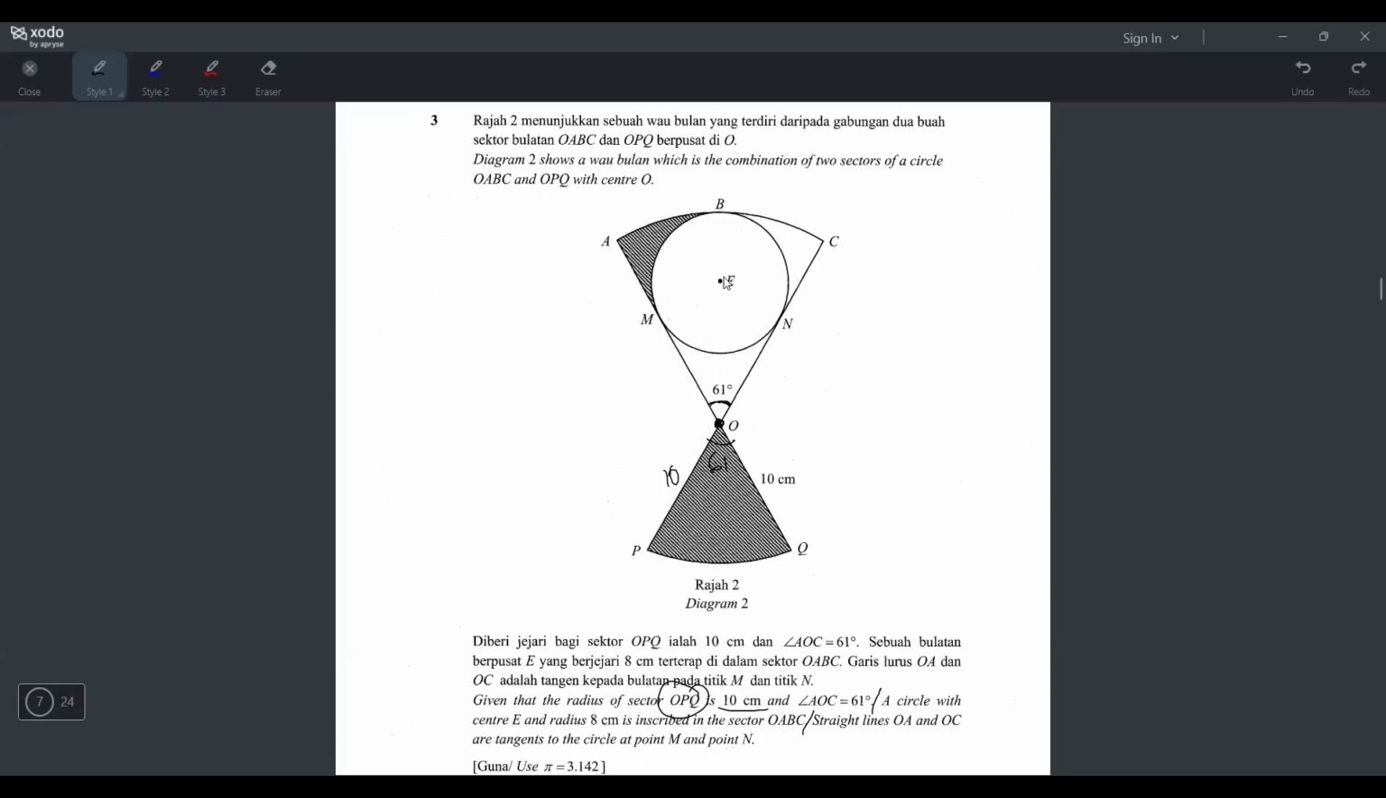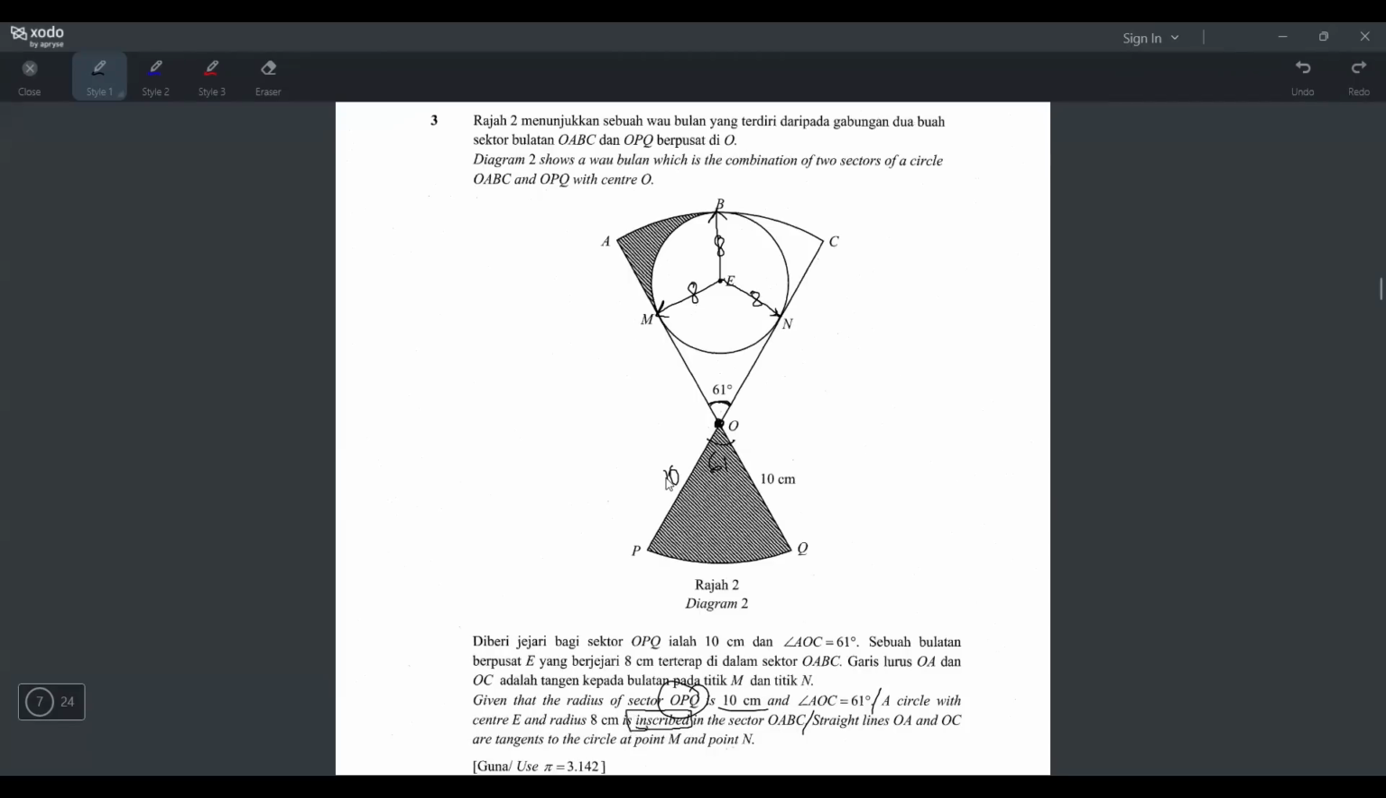It means if I draw one line from E to P, it will be 8 cm because this is the radius. If I draw to M also, it will be 8. If I draw to N also, it will be 8 because these are all radius, right? And what if I draw down here? 8 also. Okay, one more thing you have to make sure you know is this meaning.